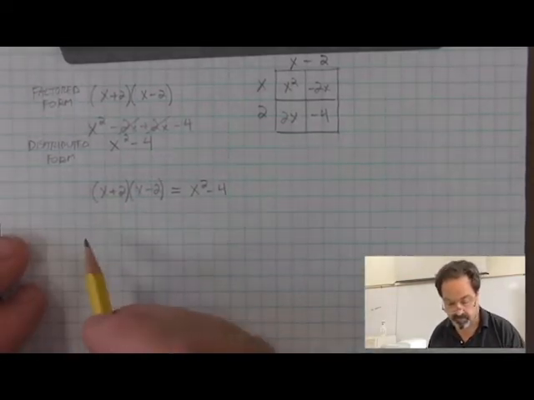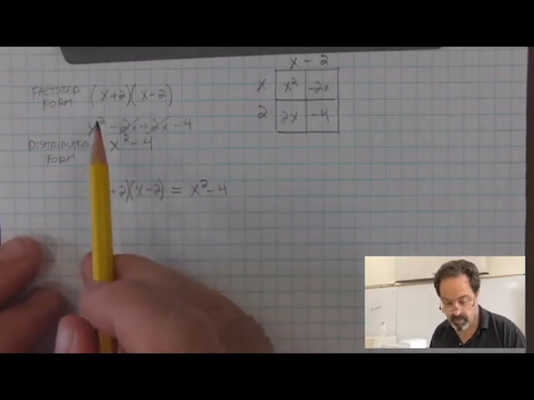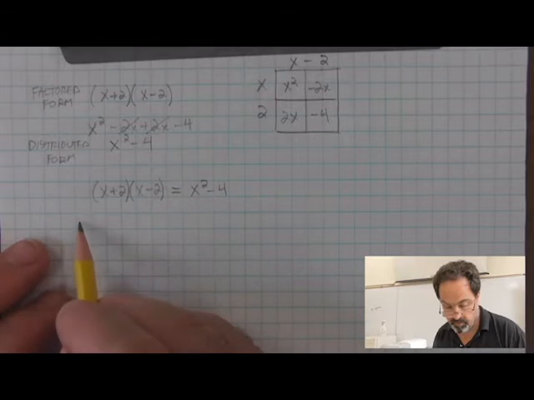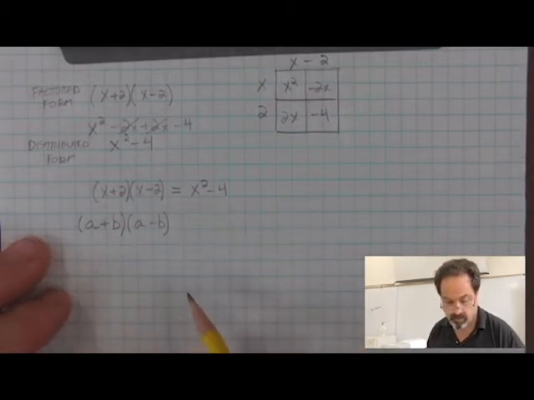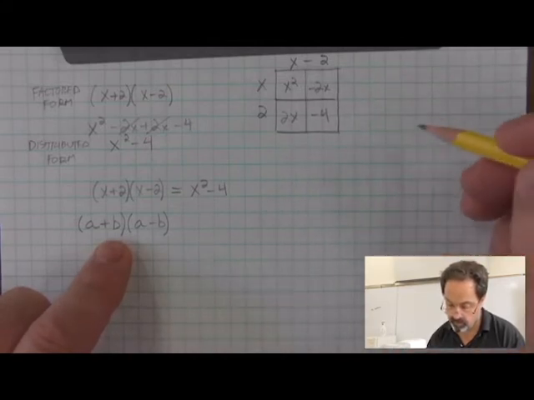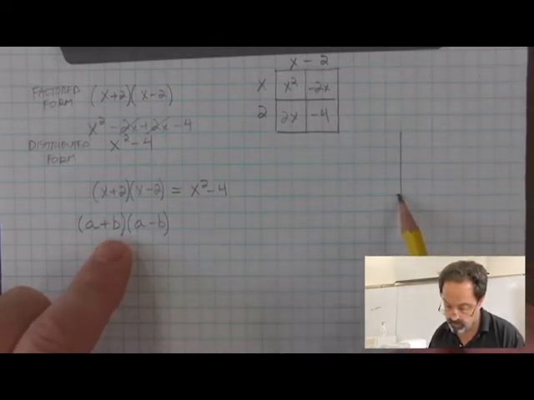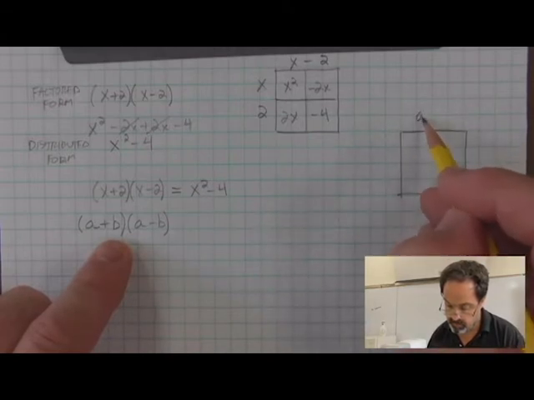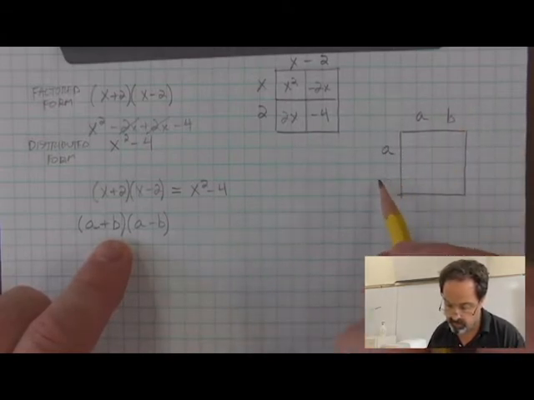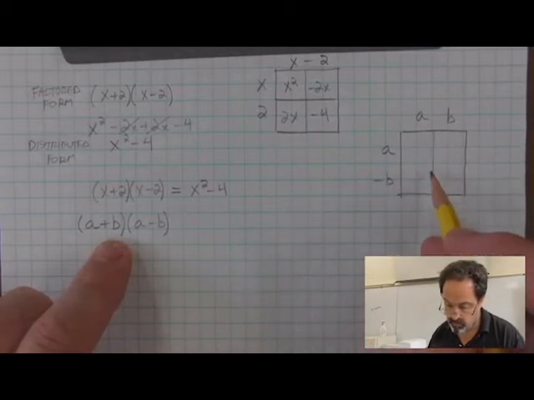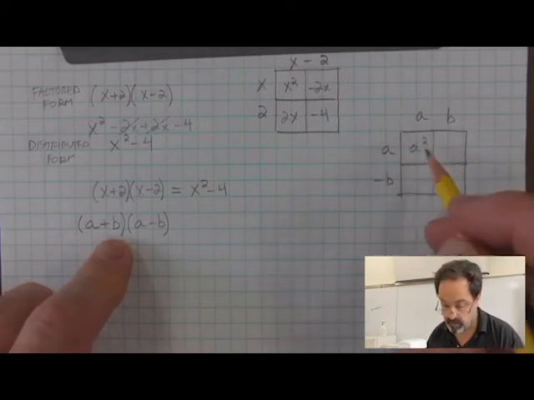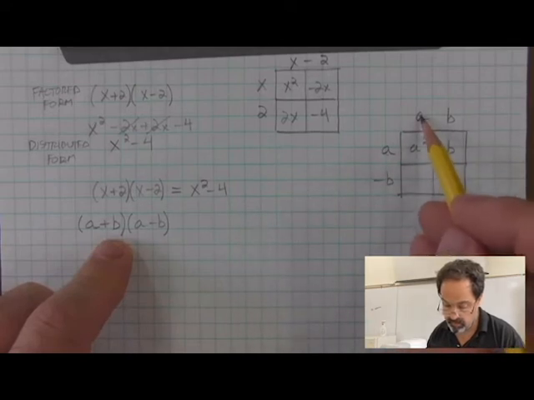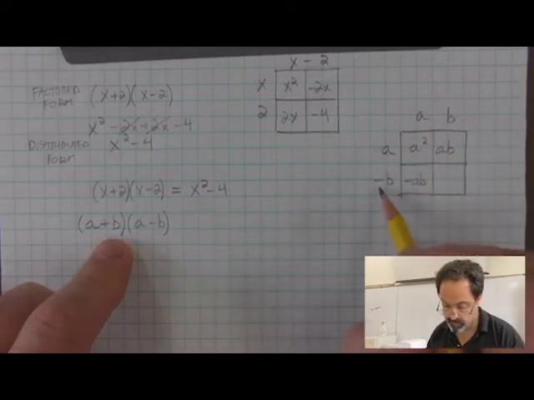Now we're going to generalize this. Instead of variables and numbers, we're going to work with the general factored form a plus b times a minus b. I'm going to use an area model to multiply a plus b times a minus b. Two columns, two rows. The product of a and a is a squared. A times b, a times negative b, and b times negative b.